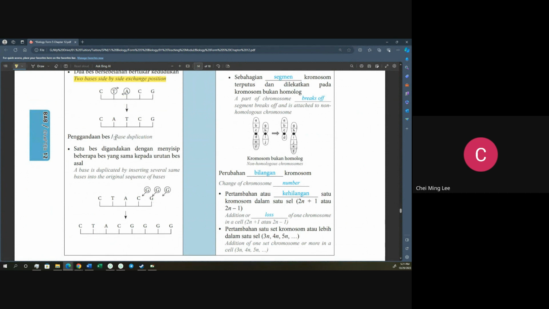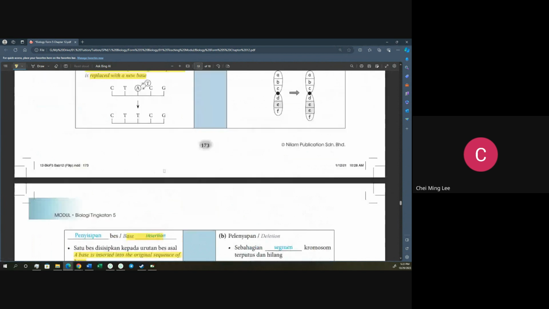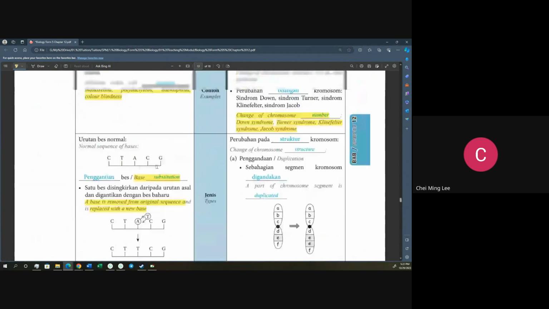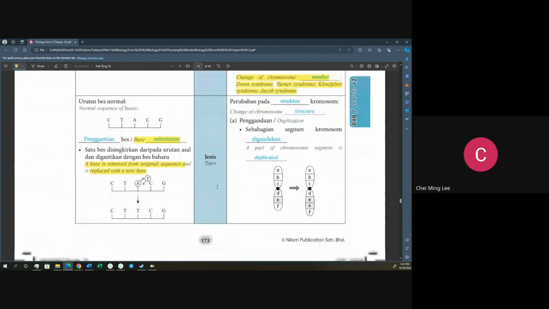Now, for the final one, base duplication. This is because one of the parts was duplicated. So a base is duplicated by inserting several of the same bases into the original sequence, like CTACG. Suddenly we add lots of G behind. So it becomes CTACGGGG, like this. So these are what we call the types of mutation in terms of the gene.